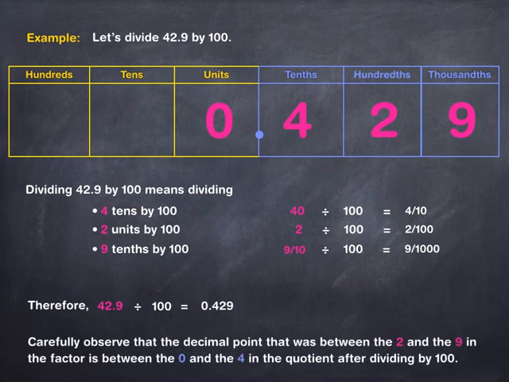Carefully observe that the decimal point that was between the 2 and the 9 in the factor is between the 0 and the 4 in the quotient after dividing by 100.